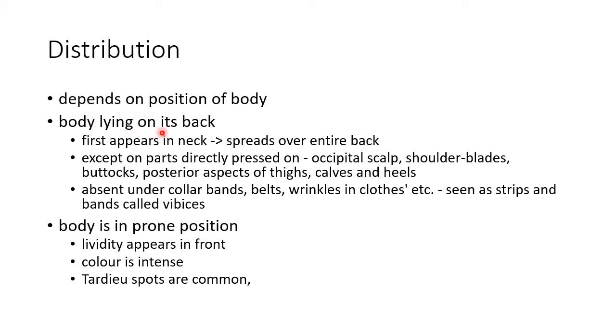When the body is lying on its back, it first appears in the neck and then spreads over the entire back. It is seen except on parts directly pressed on, like occipital scalp, shoulder blades, buttocks, posterior aspects of thighs, calves and heels. It is absent under collar bands, belts, wrinkles in clothes, etc. As discussed earlier, these are seen as strips and bands and they are called vibices.